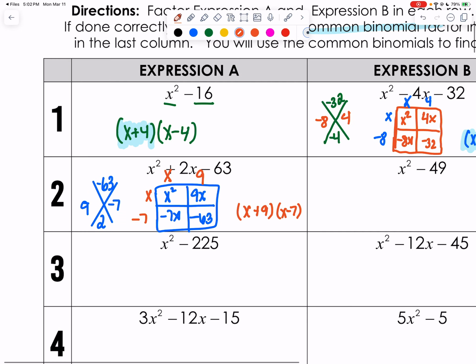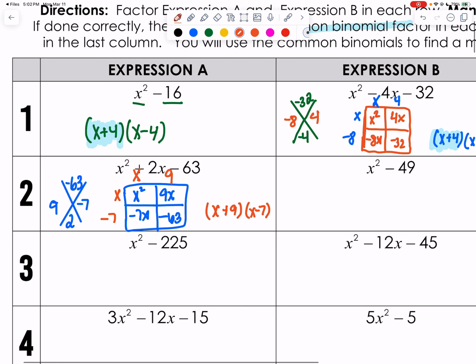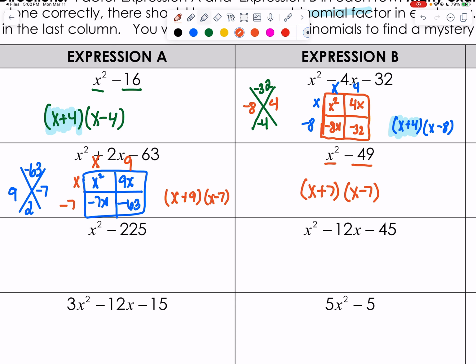All right, expression B, x squared minus 49. This one, once again, is a differences of two squares because you have two terms. You have the square root of x squared being x and the square root of 49 being 7. So I have x minus 7 and x plus 7, which means that my common binomial is going to be x minus 7.